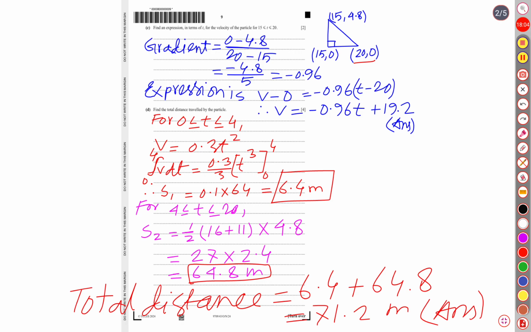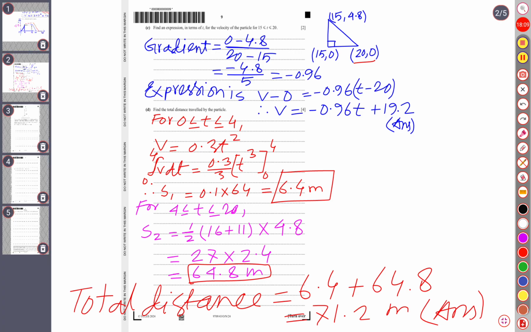So that's all about the solution. It's actually not difficult or complicated at all.